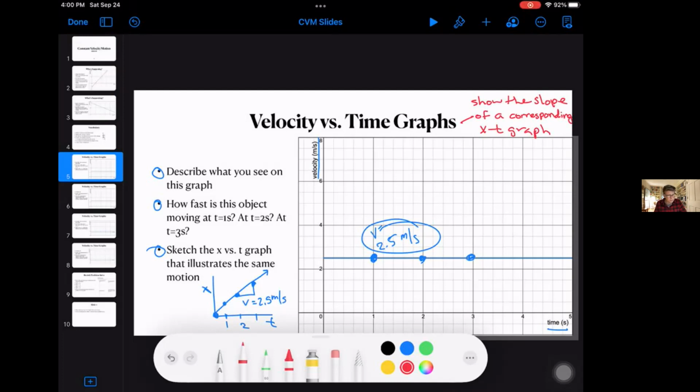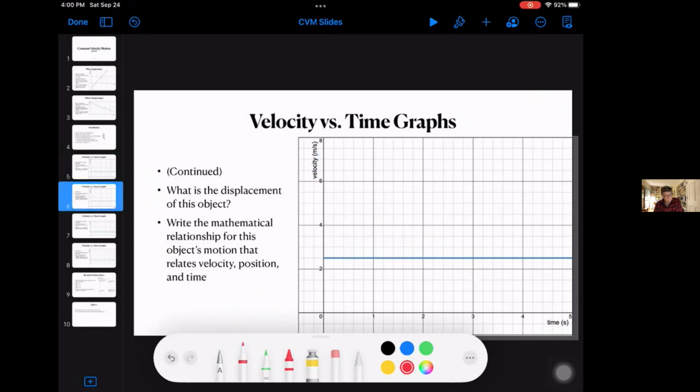Let's practice that a bit. Take a look at this graph. Oh, my bad, I totally got ahead of myself. This is actually the same velocity time graph.